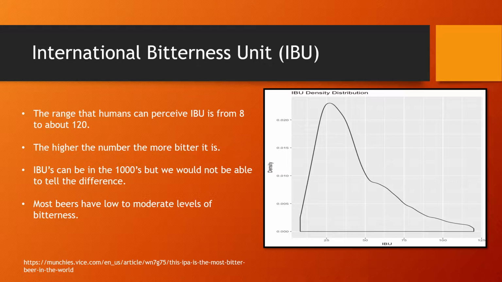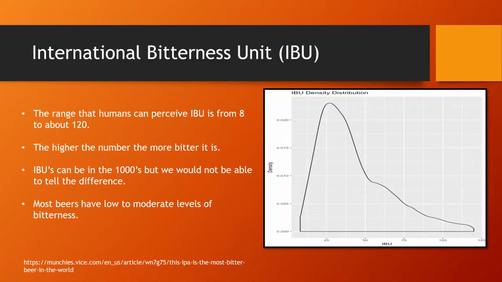International Bitterness Units, IBU. When you go to a brew pub, you're probably thinking, what the heck does IBU mean? IBU stands for the bitterness of the beer. Usually, humans can perceive IBU anywhere from 8 to about 120 or so. That's what the researchers say. The higher the number, the more bitter it is. There can be IBUs in the thousands, but humans in reality could not perceive anything greater than 120. So 120 IBU and 1000 IBU would probably taste about the same.